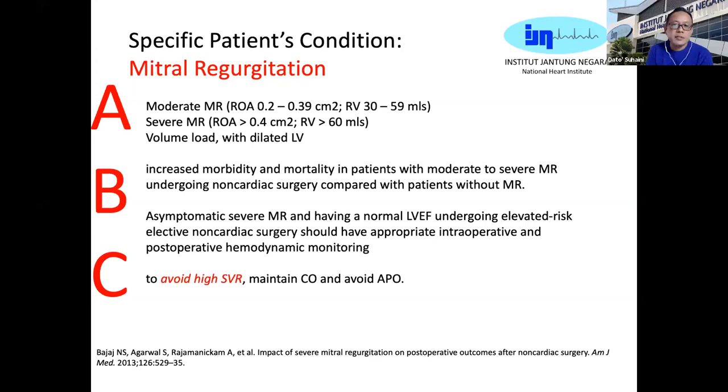Moderate MR is defined by a regurgitation orifice area of 0.2 to 0.39. Severe mitral regurgitation is when the regurgitation orifice area is more than 0.4 centimeters squared. Again, this is a volume overload condition. If the patient is asymptomatic, severe MR with good ejection fraction, we can proceed with the non-cardiac surgery with appropriate intraoperative and postoperative hemodynamic monitoring. Our aim is to avoid high SVR, maintain cardiac output, and try to avoid acute pulmonary edema intraoperatively.